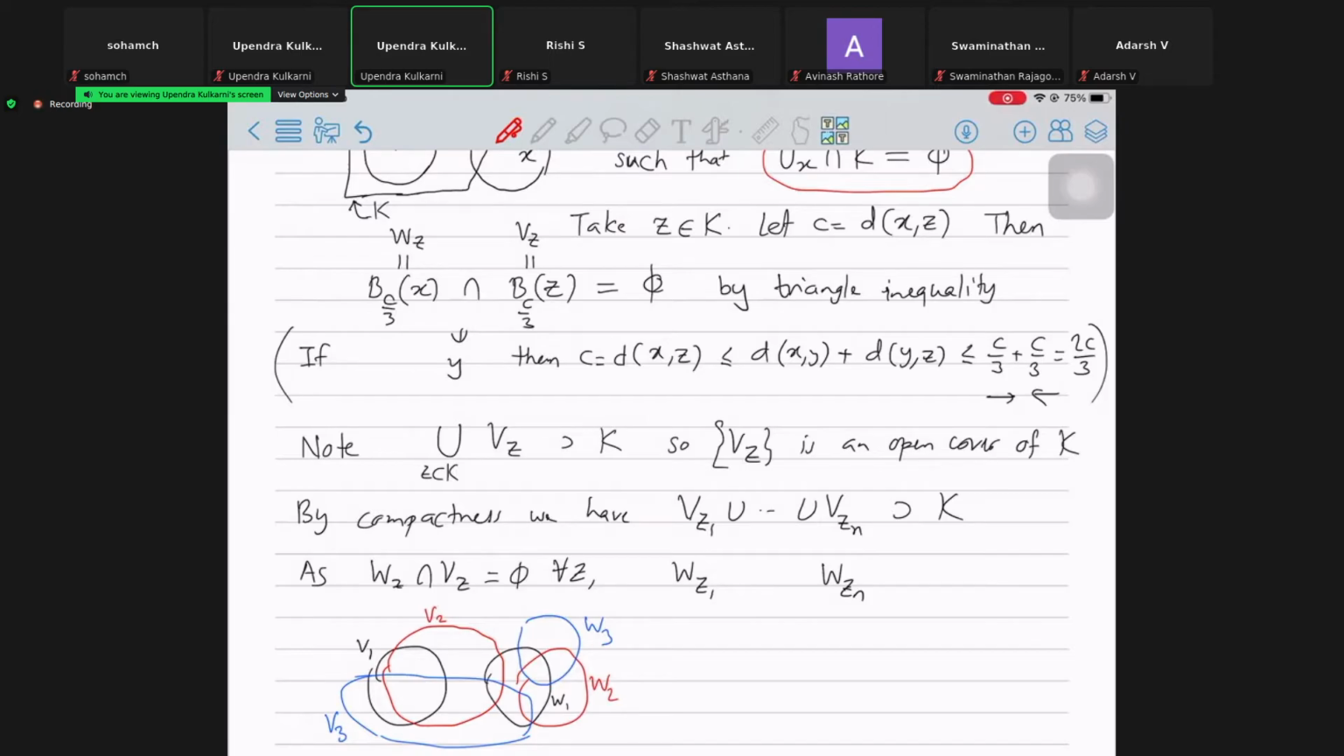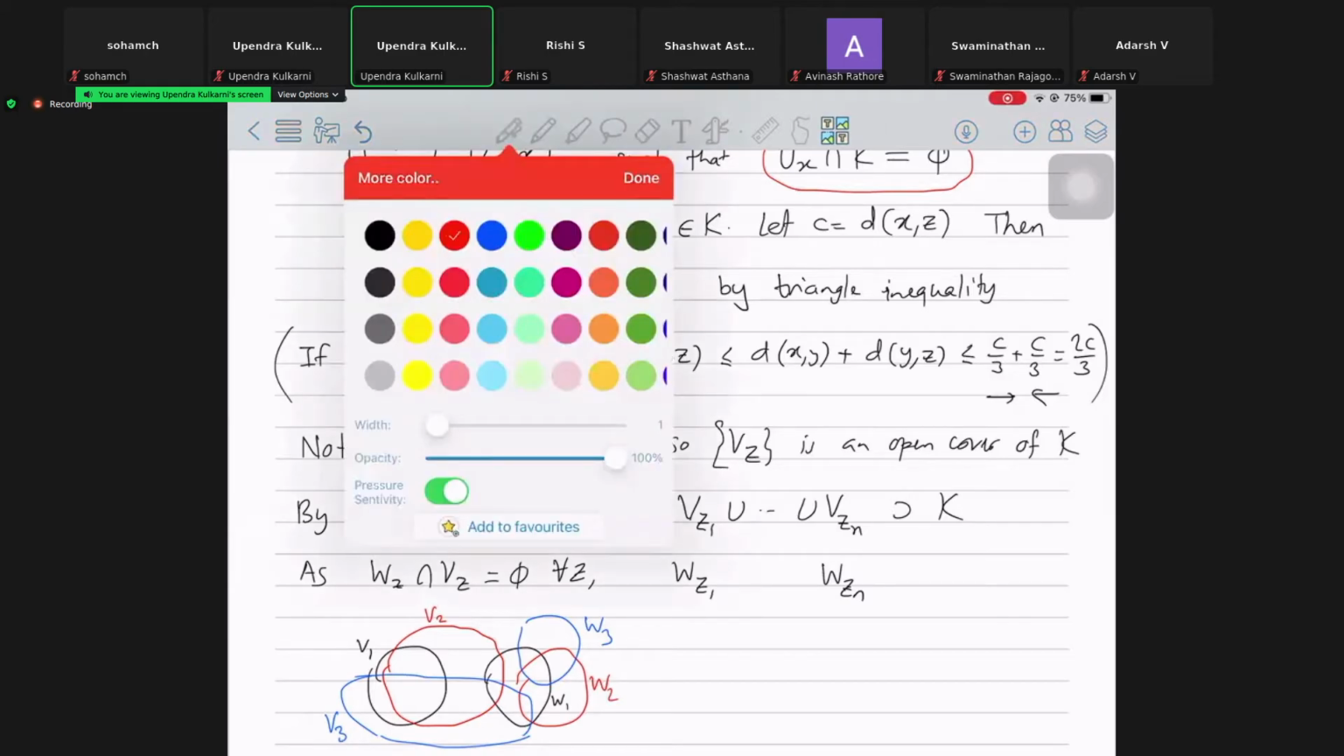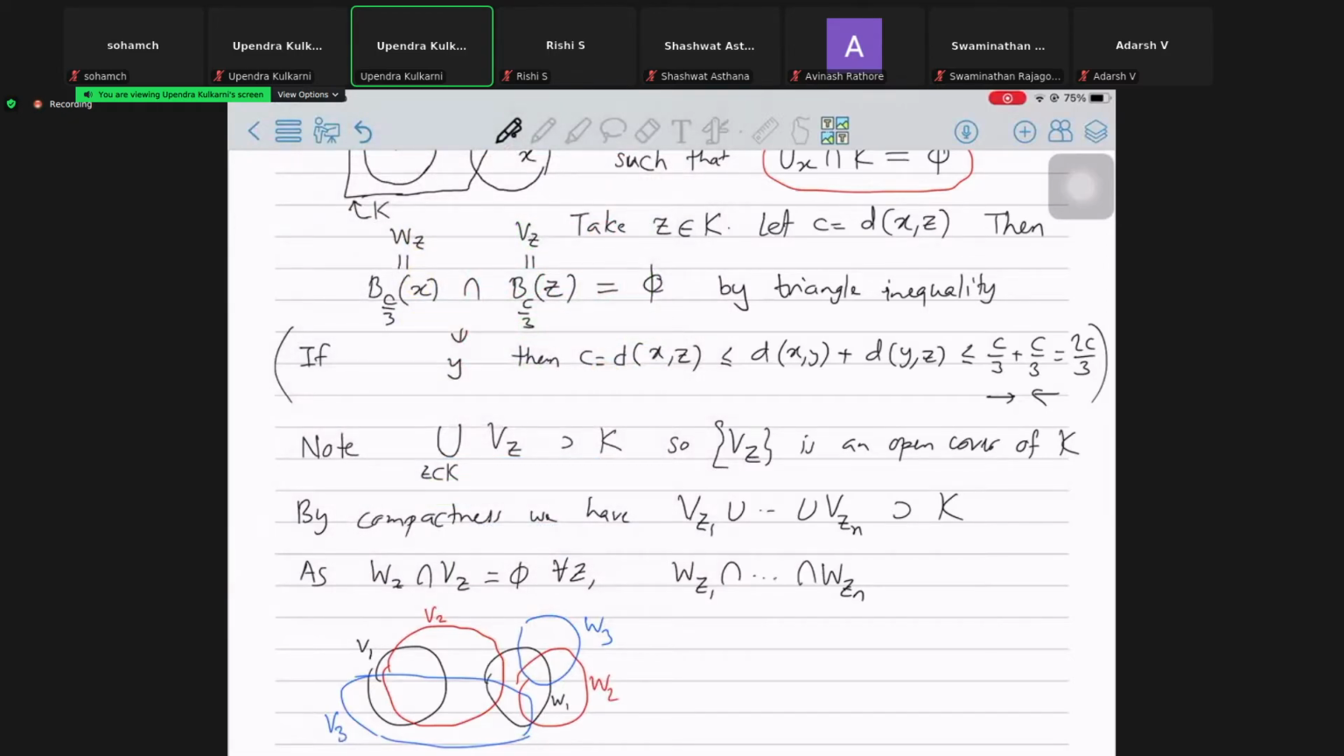So if I want to avoid K, then I want to be inside the black W as well as inside the red W as well as inside the blue W, right? If I do that, then being inside each one of the respective W will avoid the corresponding V. So if I'm inside all of the W's, then I will avoid each one of the V's, intersected with K is equal to empty.